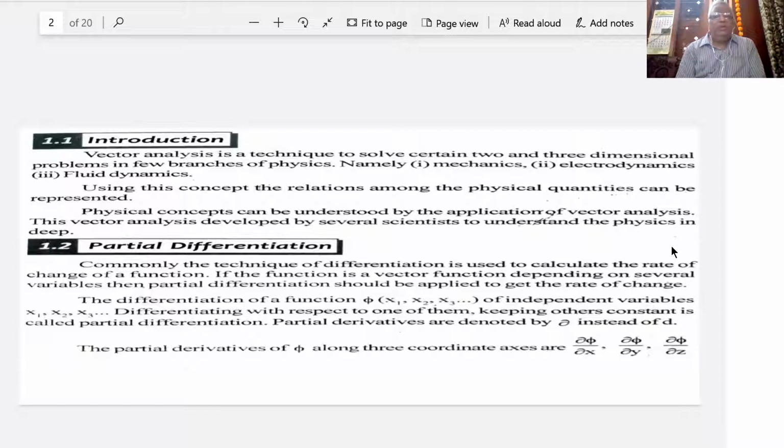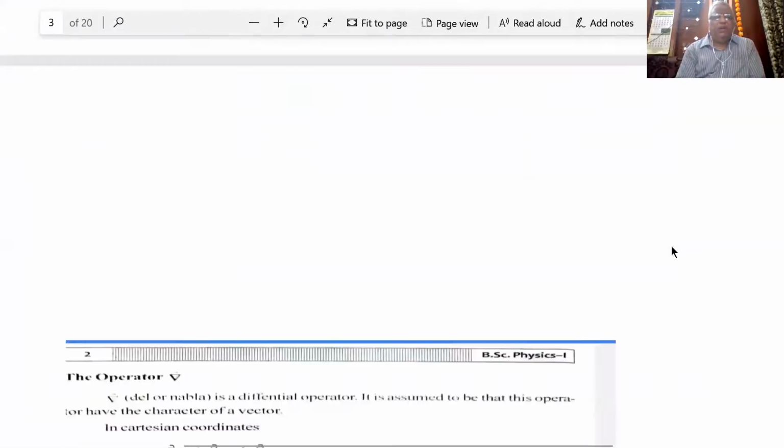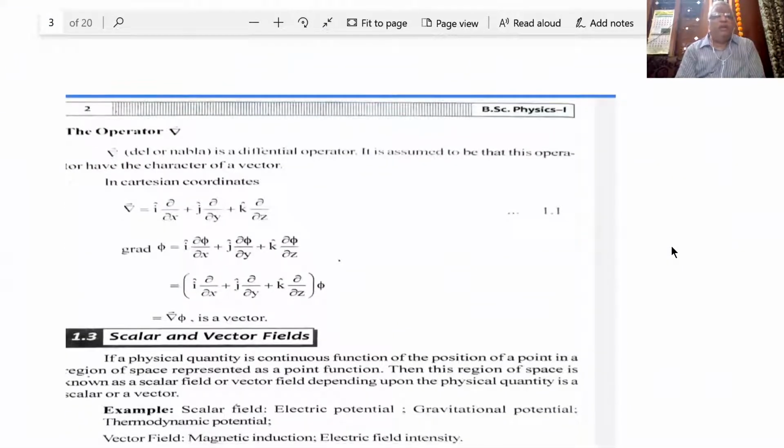First, we want to define what is a differential operator. The differential operator is called the operator del, or nabla. It is assumed to have the characteristic of a vector. In Cartesian coordinates, del is equal to i ∂/∂x plus j ∂/∂y plus k ∂/∂z. Grad phi is equal to i ∂phi/∂x plus j ∂phi/∂y plus k ∂phi/∂z. This is known as del phi, which is a vector.